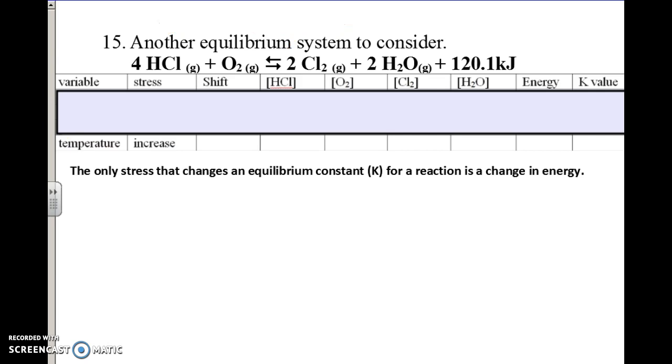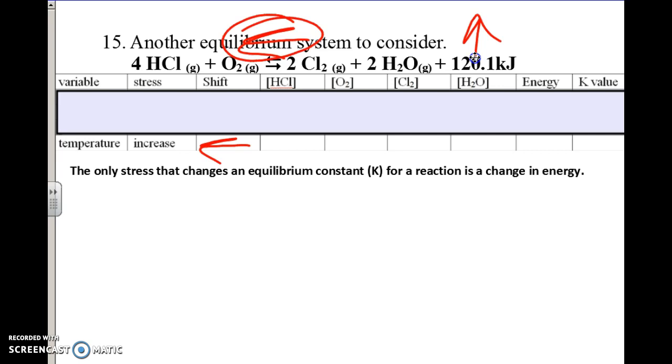All right, now we have a temperature increase. So temperature is a measure of energy. So we are going to make the energy go up. So the reaction should shift to try to get rid of the energy. So the reaction is going to shift that direction. I apologize for not putting in arrows in the last one for the shifts, but just look up here and it'll tell you which way they're shifting.